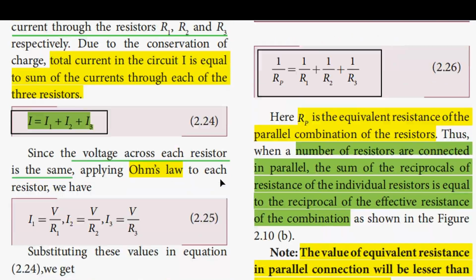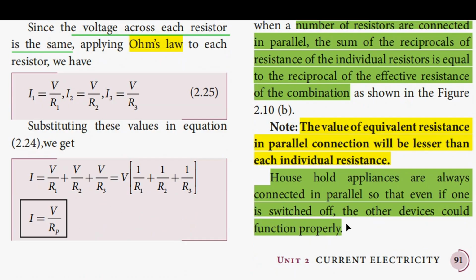And here this value Rp is called the equivalent resistance of the parallel combination of the resistors. So 1 by Rp can be written as 1 by R1 plus 1 by R2 plus 1 by R3. Thus, when a number of resistors are connected in parallel, the sum of the reciprocals of resistance of the individual resistors is equal to the reciprocal of the effective resistance of the combination. We should note that the value of equivalent resistance in parallel connection will be lesser than each individual resistance.